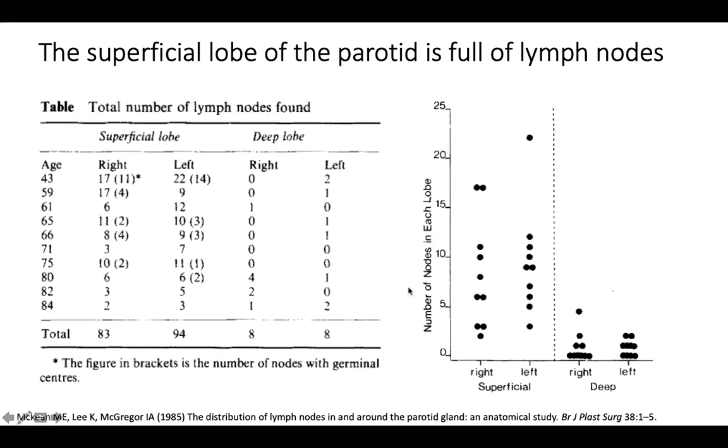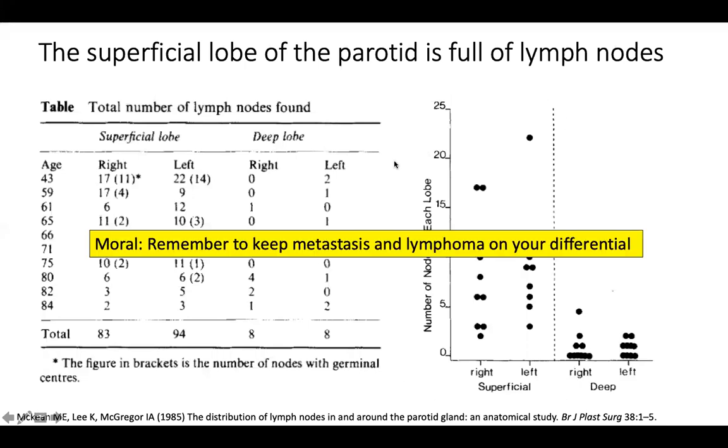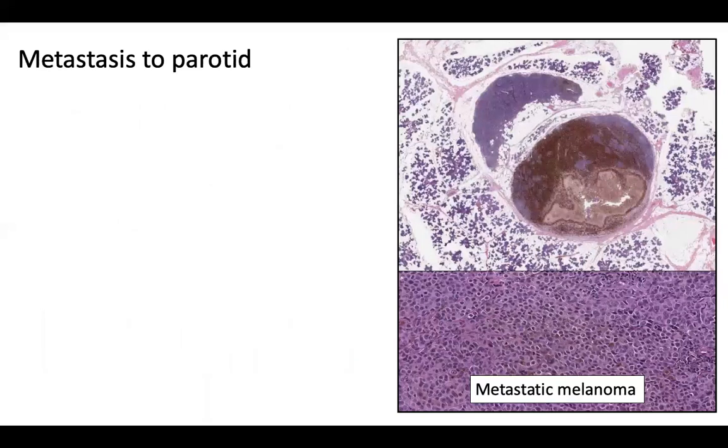So this is superficial parotid here. This is the deep lobe, remember, deep to the facial nerve. So the superficial lobe of the parotid in particular tends to be full of lymph nodes. So remember, you'll always have to keep Mets on the differential as well as lymphoma. And I will talk about both of those in a minute.